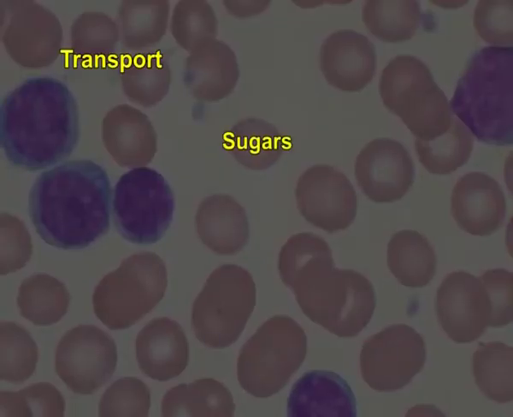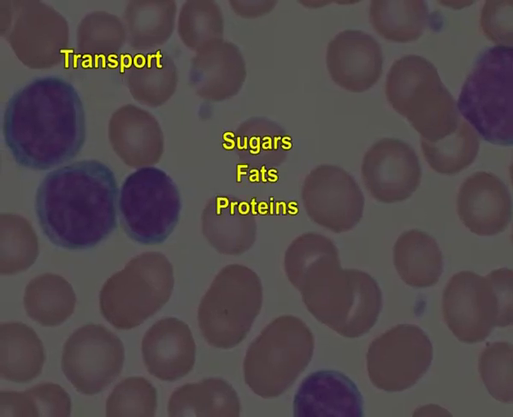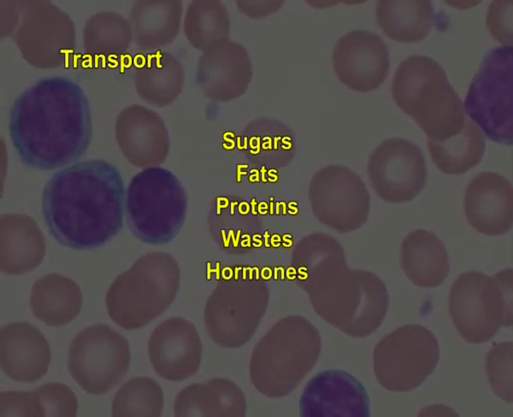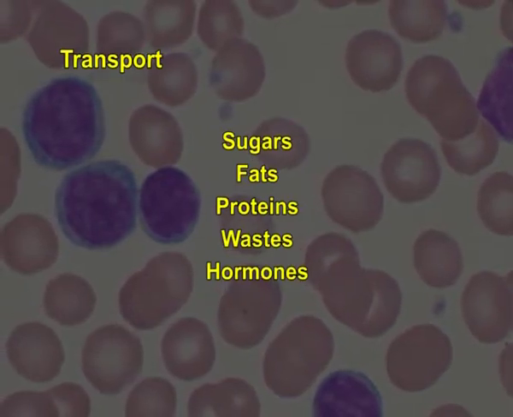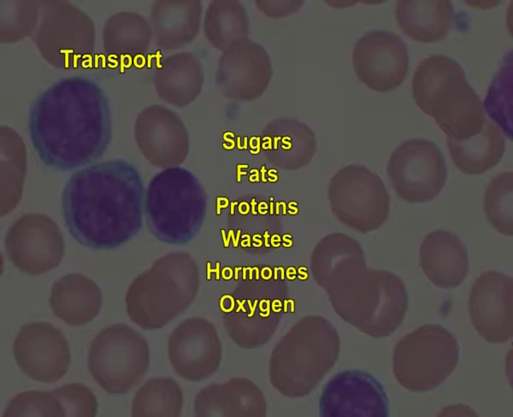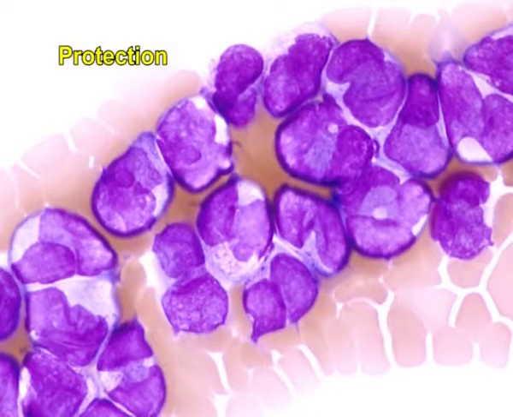Transport. Sugars, fats, proteins, wastes, hormones are transported by hemolymph. However, the blood does not carry oxygen. Protection. Blood cells.